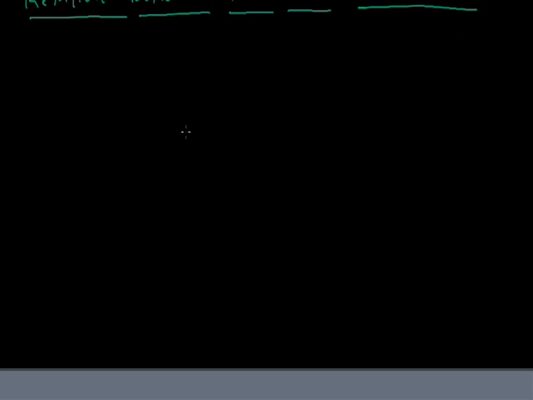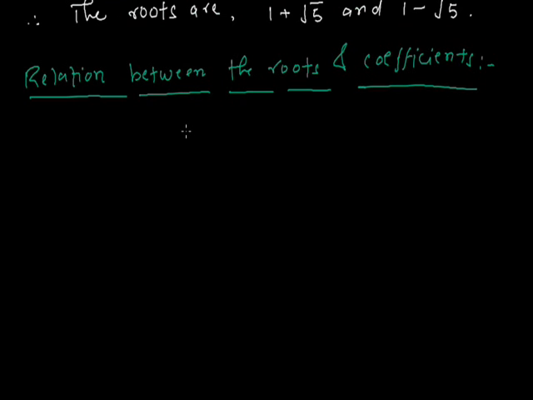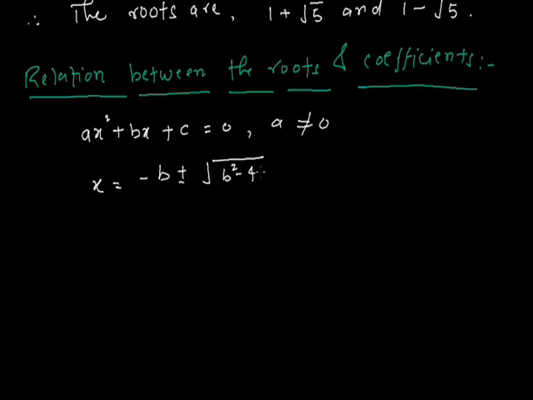We know that the standard form of the quadratic equation is ax² + bx + c = 0, where the necessary condition is a ≠ 0, and the roots of this equation are x = (−b ± √(b² − 4ac)) upon 2a.